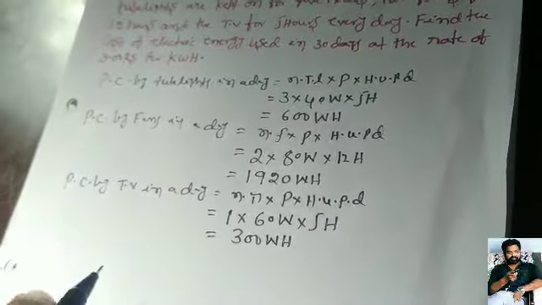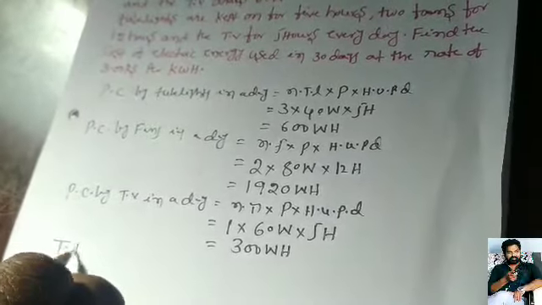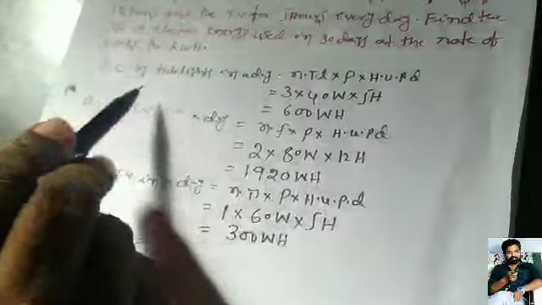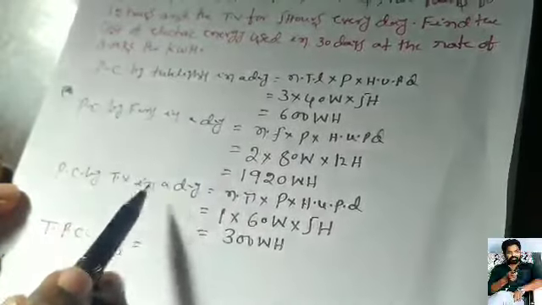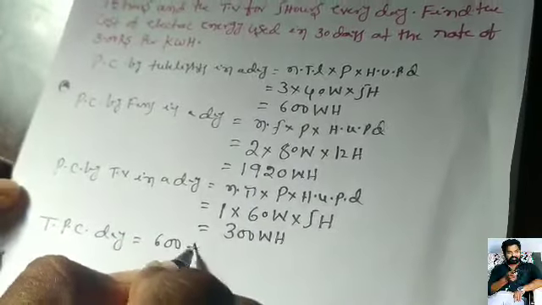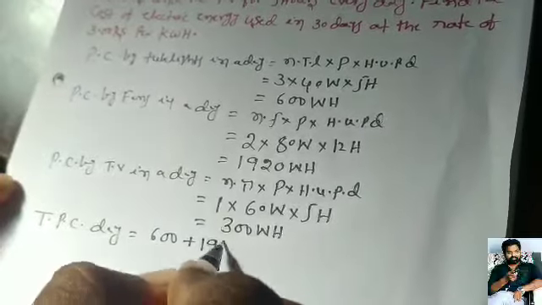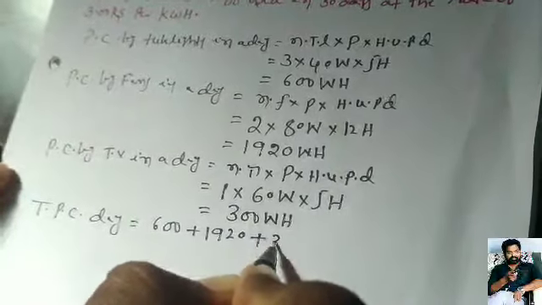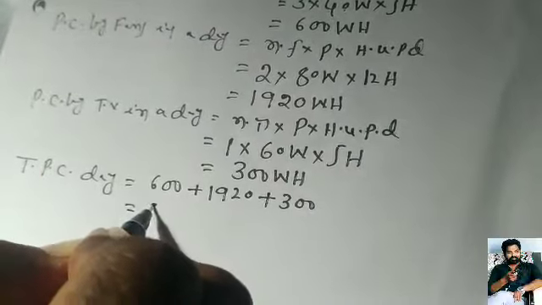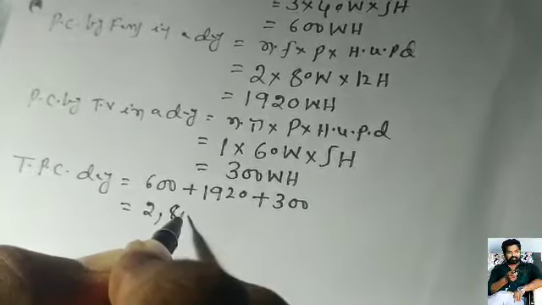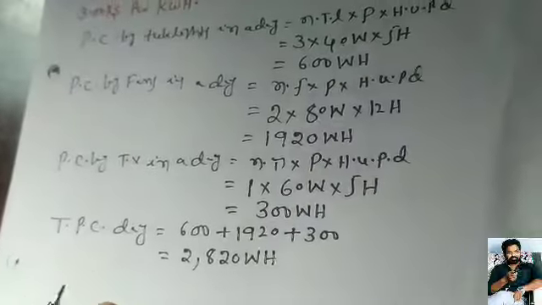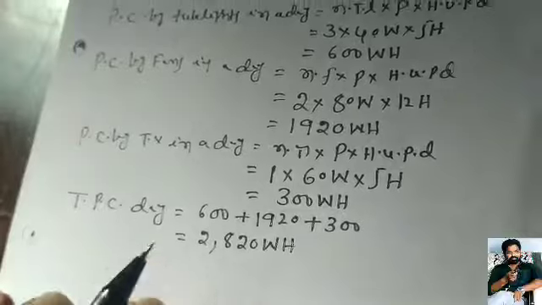Now total power consumption in a day is power consumption by the tube lights, fans and television, that is 600 plus 1920 plus 300 watt hours. Then totally we get 2820 watt hours. This is total power consumption in a day.